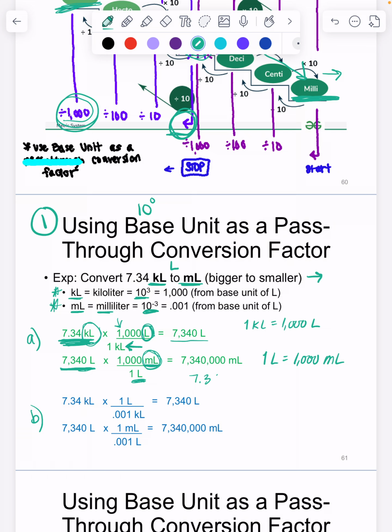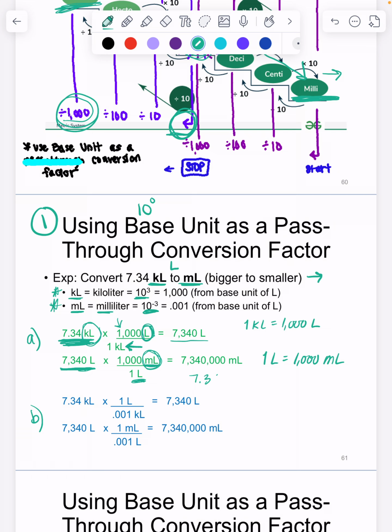Now, there is another way to do this. So B, down here, right? These are just different conversion factors. So like I said, that 1 kiloliter equals 1,000 liters, we can also reverse that, okay? We can say, hey, how much does 1 liter equal in kiloliters? That's going to be the opposite of 1,000, 0.001 kiloliters.